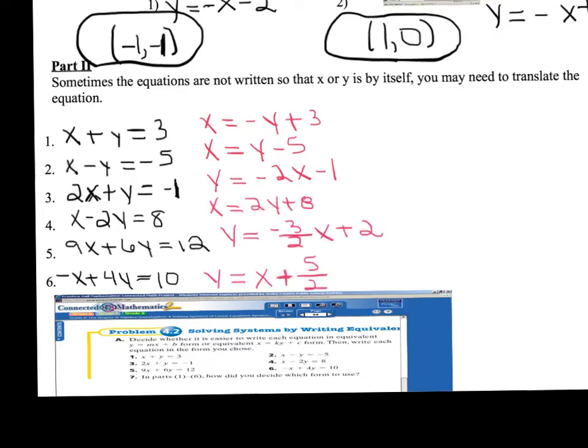Okay, so what we should have here is number 1. I would have chosen the x equals ky plus c form, and you would have gotten x equals negative y plus 3. We've already gone over those. So we're back to number 4: x equals 2y plus 8. Number 5, y equals negative 3 halves x plus 2. And number 6, y equals x plus 5 halves.